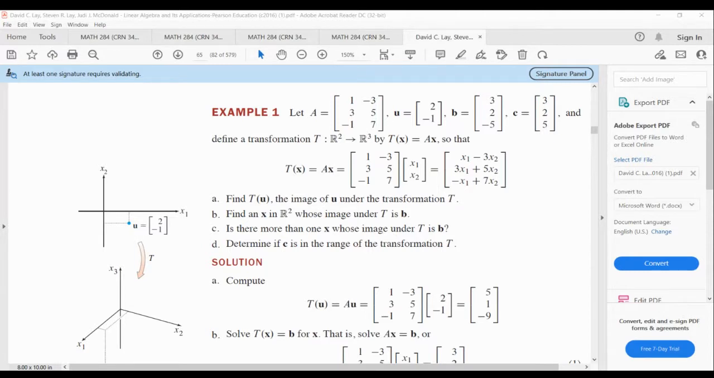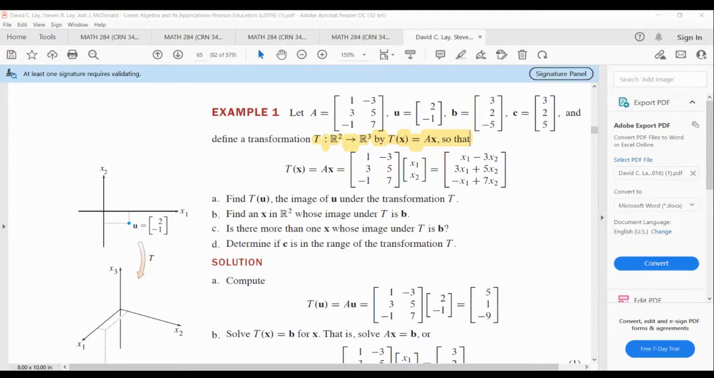Let's look at this example 1. So you see here, you have a matrix A. It's 3 rows, 2 columns, right? And you can do a transformation from R squared to R cubed by this action, by taking the matrix A and multiplying it by the vector x. So do you see below, A times x? Are we in agreement?